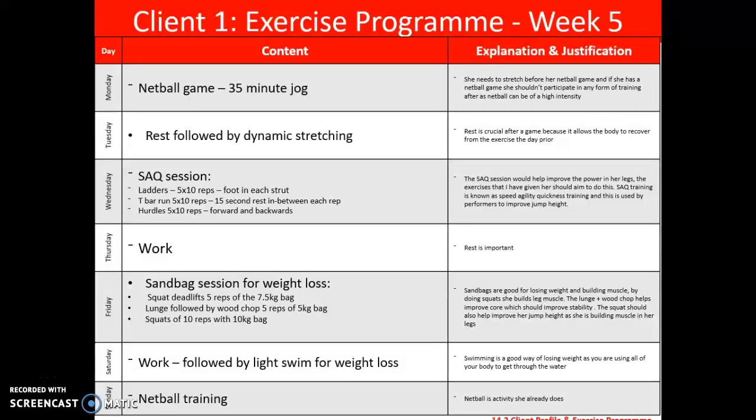By doing squats, she builds leg muscle, and the lunge and wood chop helps improve core strength, which should improve stability. The squat would also help her improve her jump height as she is building muscle in her legs. On Saturday, she'd have work, followed by a light swim for weight loss. Swimming is also a good way of losing weight, as there is not much strain on your body, so you can focus on building muscle as well. On Sunday, she'd have netball training.